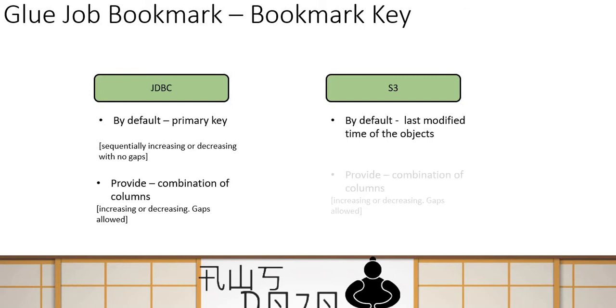But in the case of S3 also, you can provide a combination of columns. Suppose you don't want to process based on the timestamp, you want to process based on some other set of columns. In that case, you can provide those other columns as a bookmark key. And then when the job runs, it will make sure that if certain bookmark key values are already processed, they are not processed anymore. Again, the condition is the same here. These columns should be increasing or decreasing, but no gaps are allowed. So this is the importance of the bookmark key.